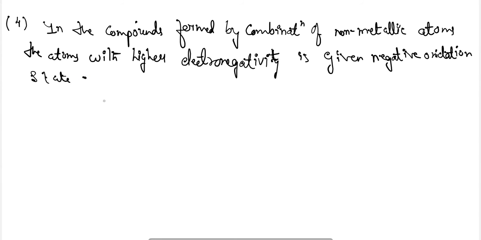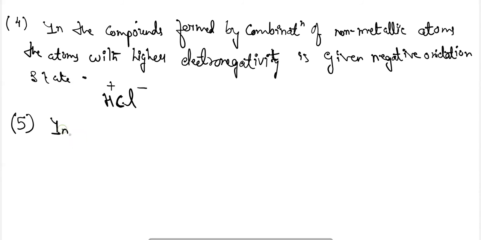For example, in HCl, both hydrogen and chlorine are non-metals. Here chlorine is highly electronegative compared to hydrogen. So chlorine will have a negative oxidation state while hydrogen will have a positive oxidation state, because it is more electropositive compared to chlorine.